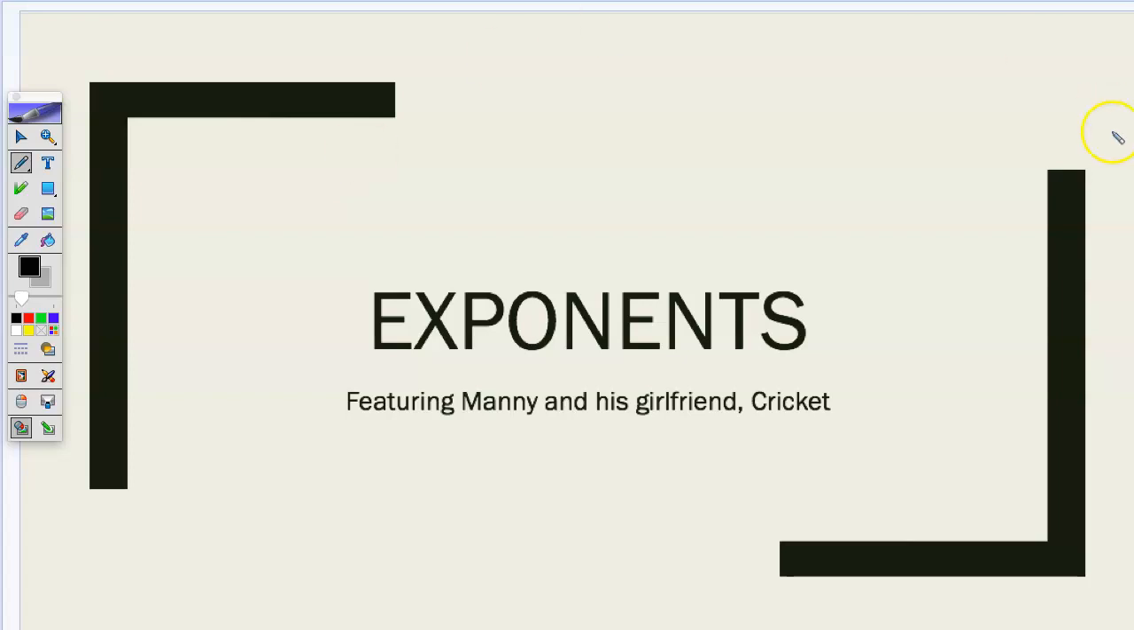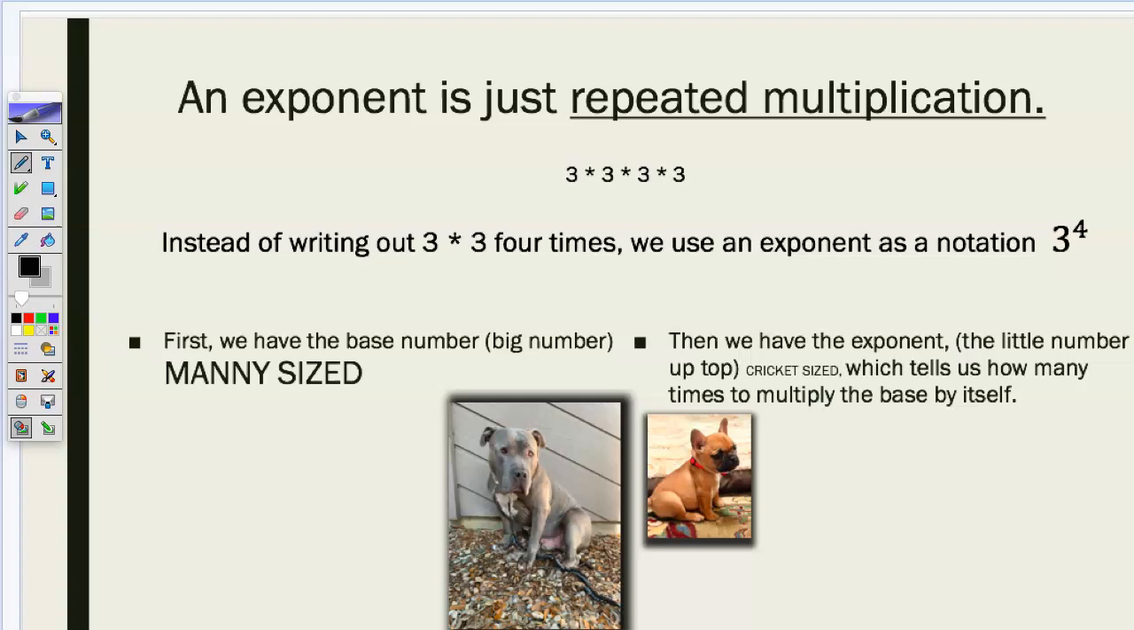But I just kind of wanted to introduce what an exponent is. It's basically just repeated multiplication. I want you to think about that. So you will see a big number like this 3 right here, and we call that the base. And then you will see a tiny little number on the right-hand side, and we call that the exponent.